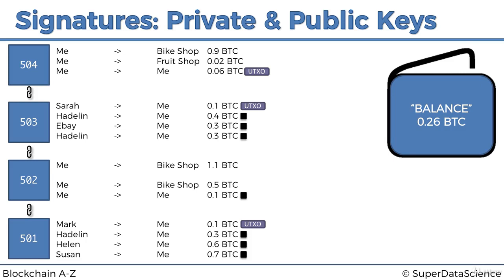So the question is, how can we add privacy to this system? How does blockchain ensure privacy, so that things like that don't happen, and so we don't see what's going on? Well, that happens through private and public keys. Let's have a look.